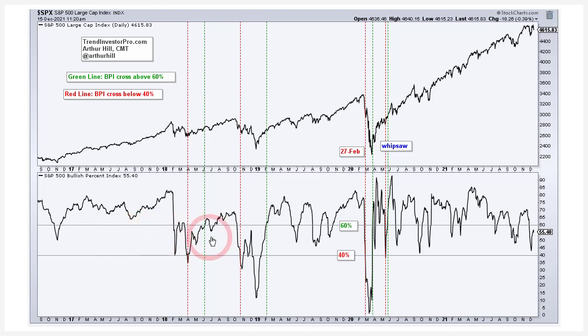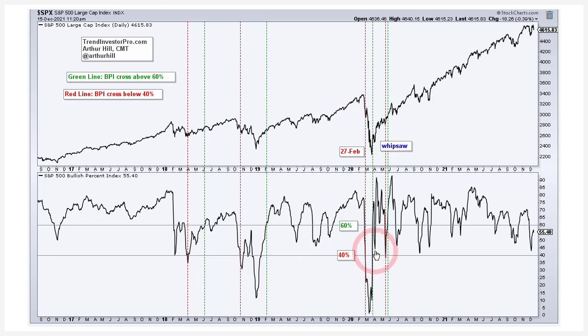Now, instead of using that 50% line, I like to give it a buffer, 60% and 40% to reduce whipsaws. You're not going to eliminate them. They're going to happen, but I want to reduce those whipsaws and catch the trends. And you can see here, we had a February 27th bearish signal below 40%.